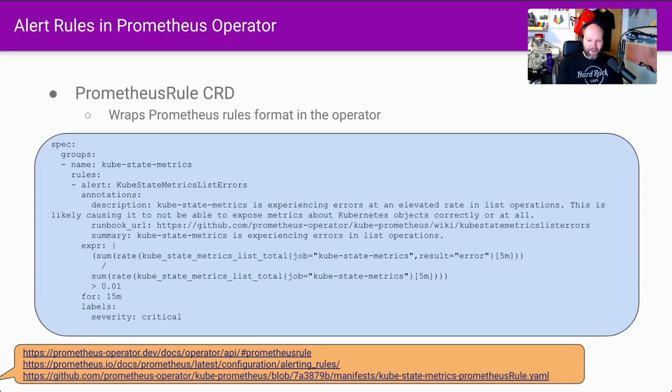The main difference with defining the alert rules is we need a PrometheusRule custom resource definition, which wraps the Prometheus rules format and ensures that the alerts, for example, are being deployed into the Kubernetes cluster, into the Prometheus configuration. But this seems rather straightforward, and the linked documentation for the Prometheus operator is pretty awesome.